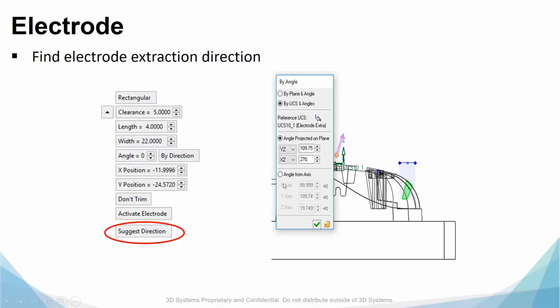We also have a new option to find the electrode extraction direction. This may be used when the angle is not on the main axis and it's quite difficult to find the best extraction direction. In this case, we can ask the system to suggest direction. When I click suggest direction, I get the by angle dialog and I can do fine tuning to the angle.